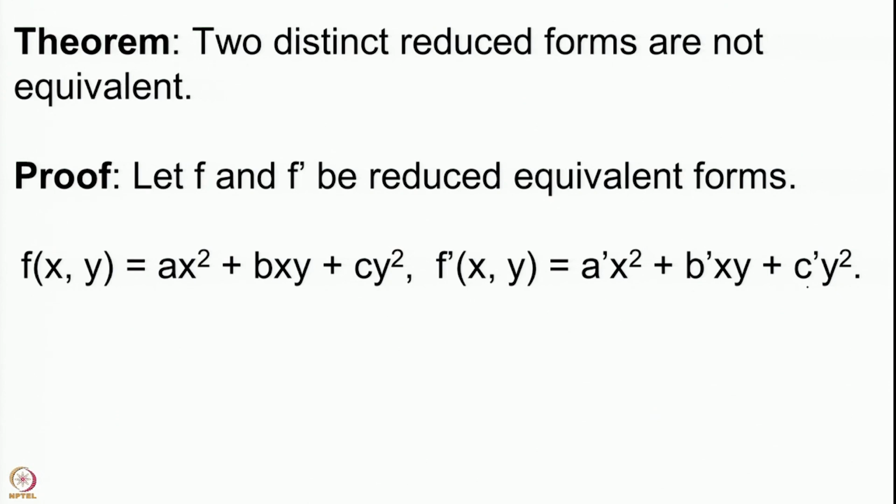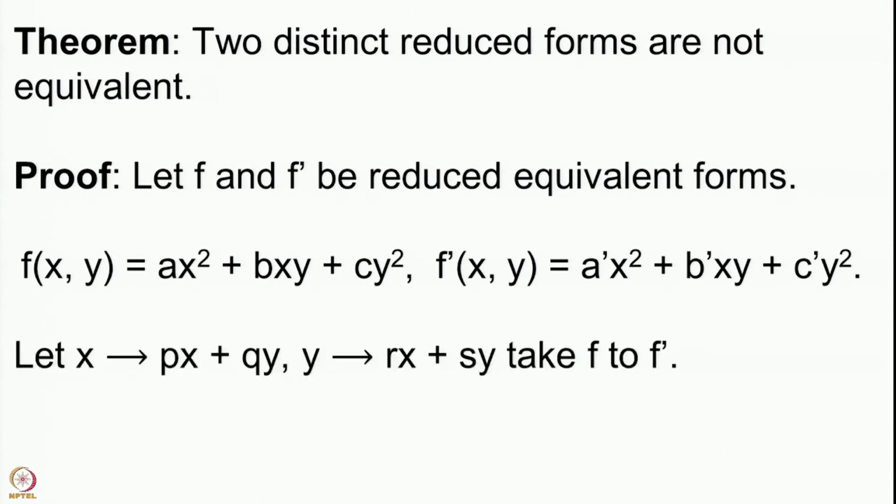We are assuming that these two are reduced forms. So, there are some standard inequalities that these coefficients a, b, c and a prime, b prime, c prime are going to satisfy. We further assume that these are equivalent. So, there is this change of variables x going to px plus qy and y going to rx plus sy, which will take the form f to f prime. So, this form f goes to f prime when we apply this change of variables.